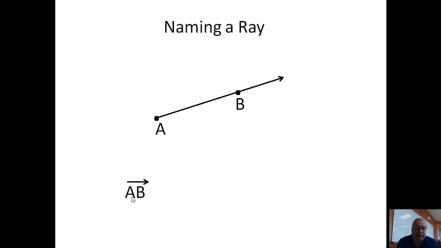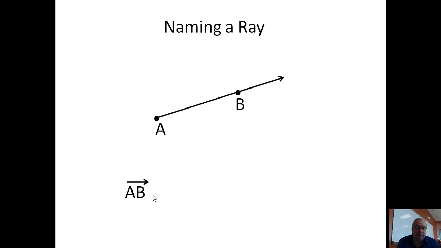The ray starts at A, and it goes forever through B. So this one we cannot reverse. Remember, on the line I said you can reverse it and call it line BA. This is not ray BA. That's a completely different ray, and I'll show you that in a little bit. So this is the only way you could name this: one way and one way only, ray AB.